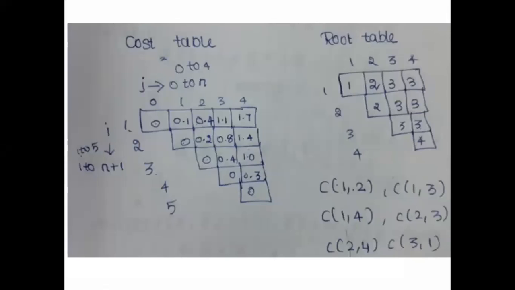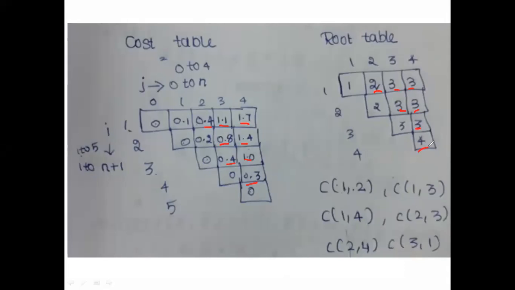So k equal to 1, k equal to 2, k equal to 3, k equal to 4. Okay. So when submitting k equal to 3, it is minimum, 1.7. So C of 1, 4: root table is 3, cost table is 1.7. Okay. So finally, we have the conclusion. We filled all the remaining cells with the minimum value, and this is the k value for which it is the minimum. Okay. We have completed the cost table and root table.